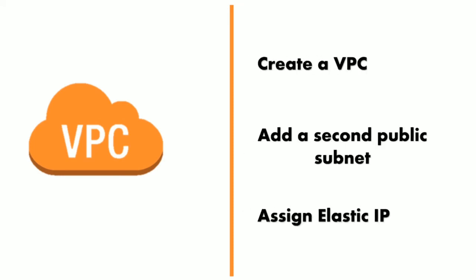Similarly, to create a VPC with two public subnets, repeat the same process and instead just add two public subnets and you should be good.